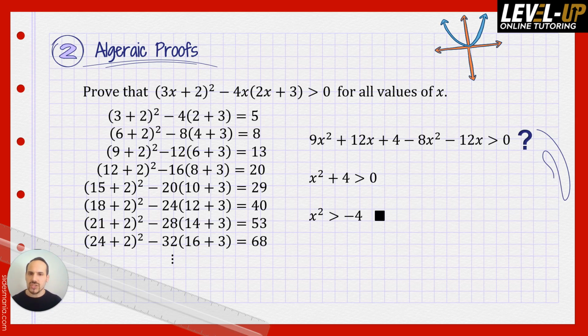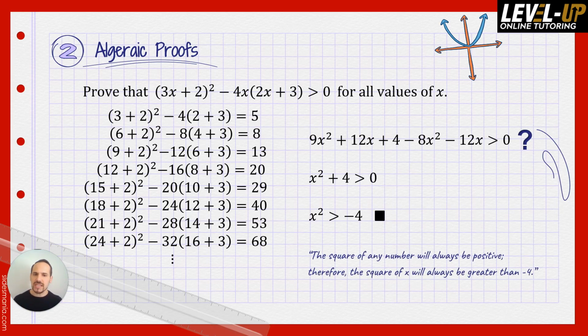And so therefore, our original statement must also be true for all values of x, because all we've done is a bit of algebraic manipulation here. So that's how you would prove something like that. And again, finish up with a little statement. You say the square of any number is always positive and therefore must also be greater than minus 4, and so it's true for all values of x.